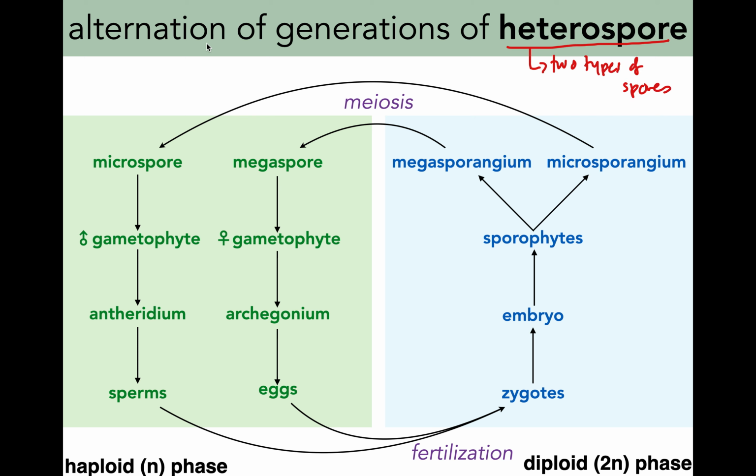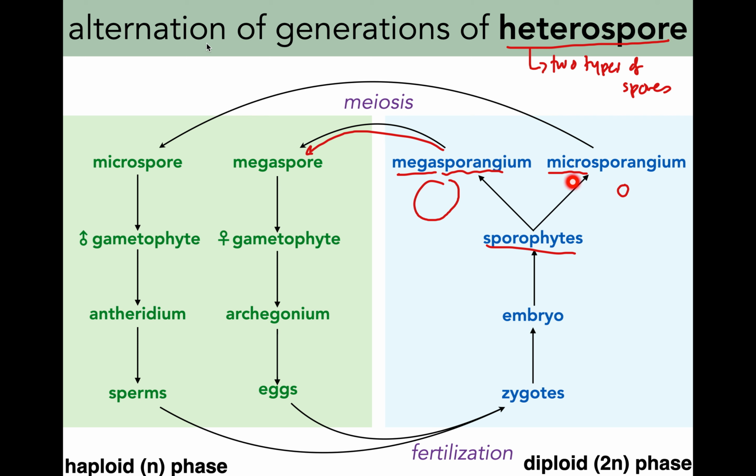In the sporophyte, instead of producing just one type of sporangium, they produce two types of sporangium: the megasporangium, the big one, and the microsporangium, the small one. The megasporangium will produce megaspore. The megaspore, the big spore, will germinate into the female gametophyte, which produces exclusively the archegonium, which produces egg.